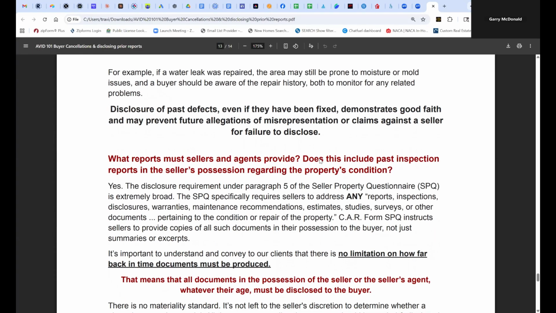For example, if a water leak was repaired, the area may still be prone to moisture or mold issues, and a buyer should be aware of the repair history, both to monitor any related problems. Disclosure of past defects, even if they've been fixed, demonstrates good faith and may prevent future allegations of misrepresentation or claims against a seller for failure to disclose. So there is no timeline on this stuff. If it happened, check yes, fill out the SPQ stating what happened and how it was remedied.